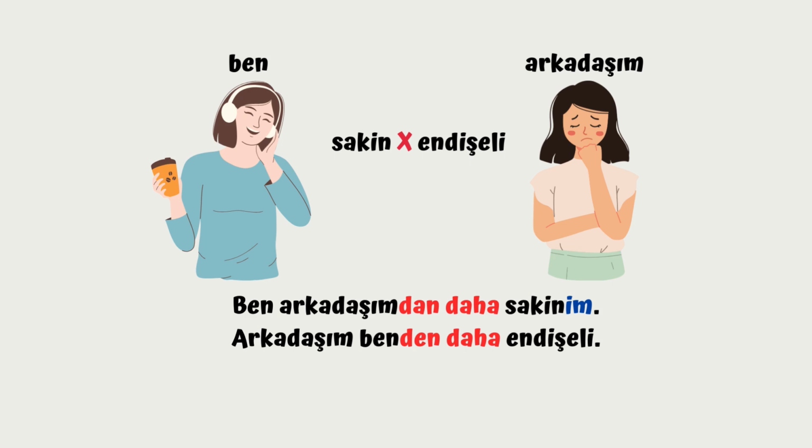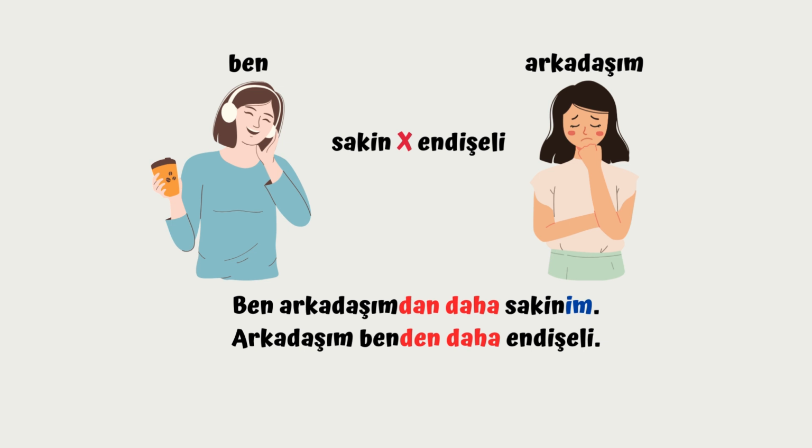Ben arkadaşımdan daha sakinim. Yeah, don't forget the subject pronoun ending because for ben. However, arkadaşım benden daha endişeli. So that one doesn't have subject pronoun ending because arkadaşım is o.